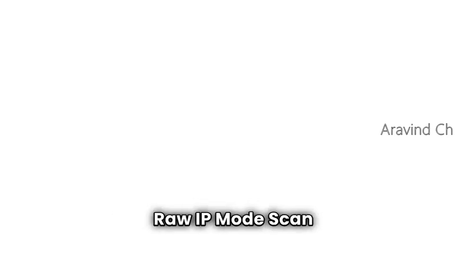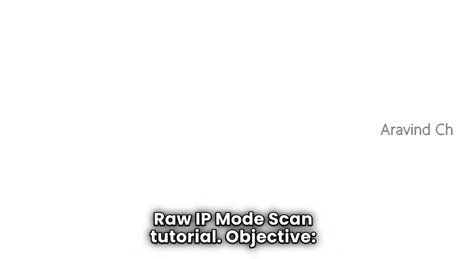Welcome to Lab 23, Raw IP Mode Scan Tutorial. Objective: send raw IP packets without transport headers. Command: sudo hping3 -0 192.168.1.100 -c 3. Explanation: this sends raw IP packets using the 0 flag.